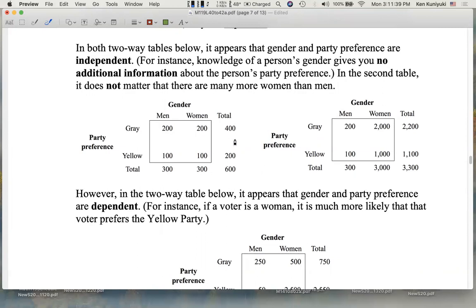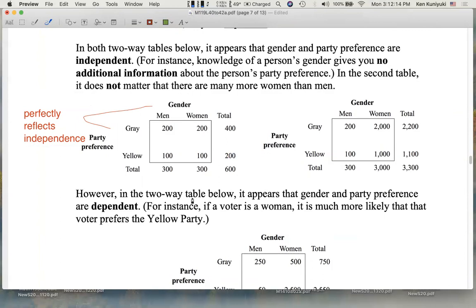If I told you the party preference, would that say anything more about gender? Well, no, because the gray voters are equally split between men and women, but so are the yellow voters. They're also equally split between men and women. So this is a case where there is no evidence whatsoever against independence. This table perfectly reflects independence between the two variables. Knowledge of one tells you absolutely nothing about the other, even in just a sample.